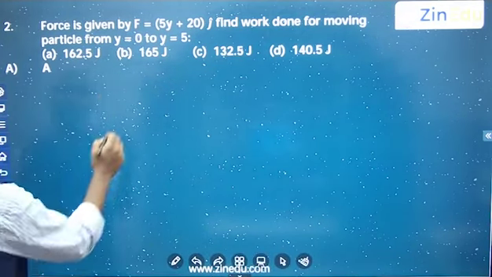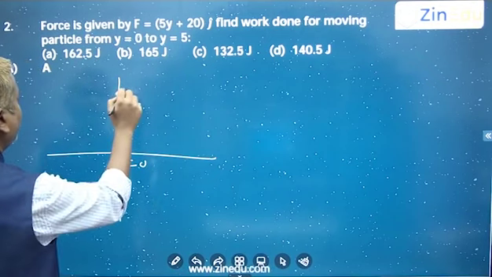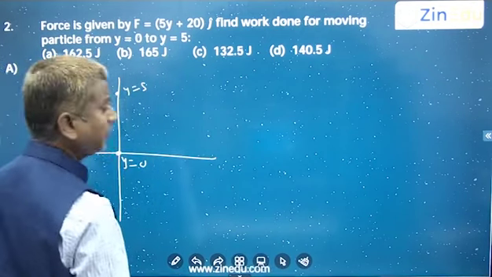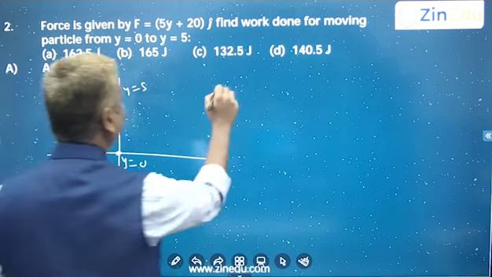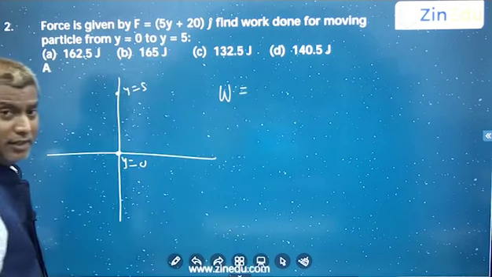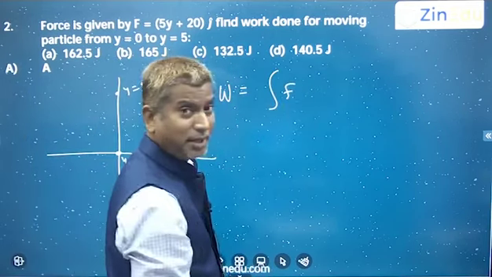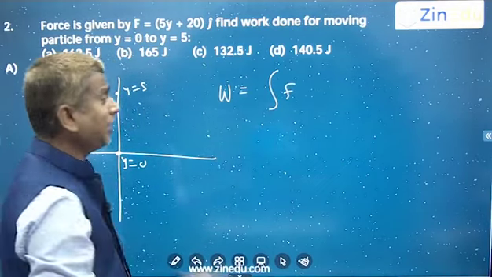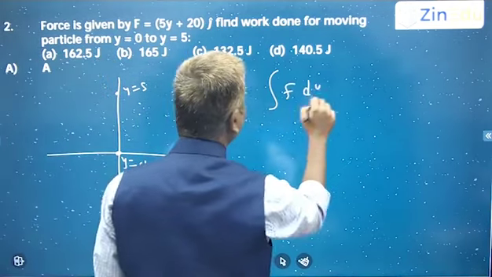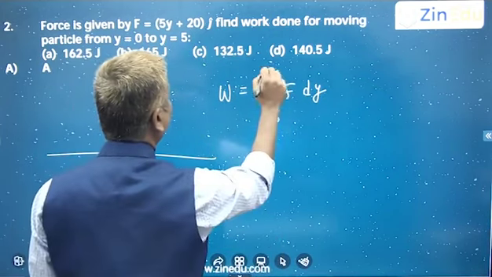So let us do that. Here y goes from 0 to 5. There is a displacement only in the y direction. For a variable force, work done is nothing but the integral of F bar dot dr bar. Since it's only in the y direction, and the force is also varying only in the y direction, simply you can use F dy, and the range of y is 0 to 5.